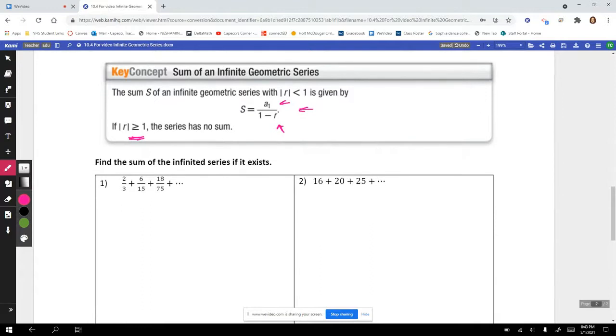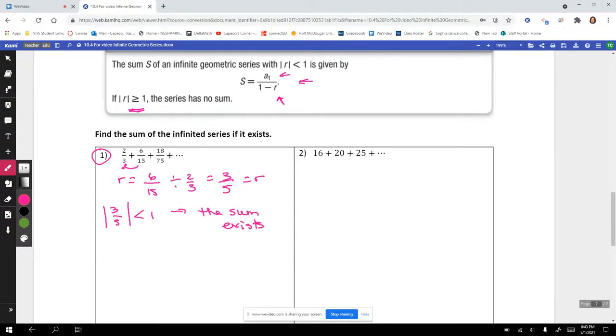All right, so at this point, let's look at number 1. Now, it's hard to tell whether our fractions are getting bigger or smaller, right? Because those numbers are not so easy to identify. So again, like we've done in the past, to find the R, I'm going to work backwards. R is equal to 6 over 15 divided by 2/3, and I end up getting 3 over 5. That's R. So because the absolute value of 3 over 5 is less than 1, this means that the sum exists. So we can actually find a sum.